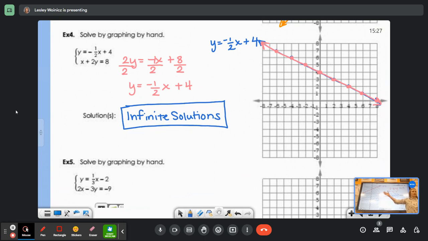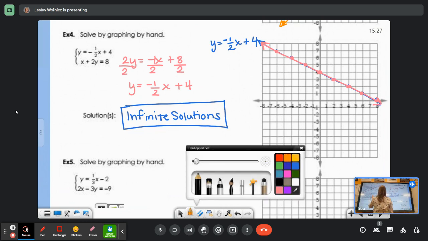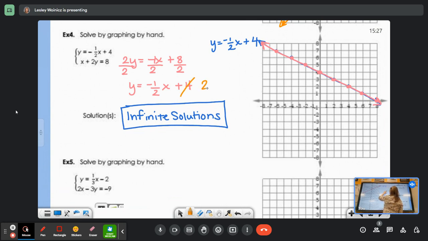What would I have to change about one of these graphs to make this go from infinite to no solutions? Make it not a negative. Would I have to change the slope? Or would I have to change the y-intercept? The y-intercept to make them parallel. So if this was, for example, not a 4, but a 2, then it would go like this, and it would be parallel and never touching. Everybody see what I'm saying? Yeah. Okay.